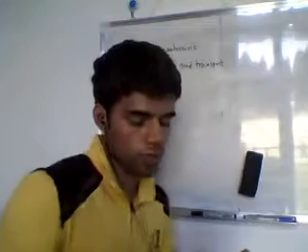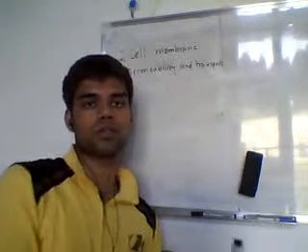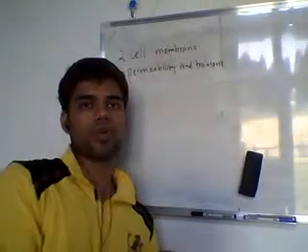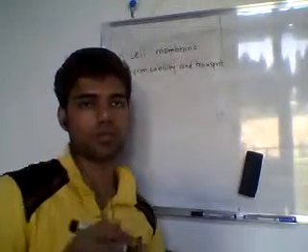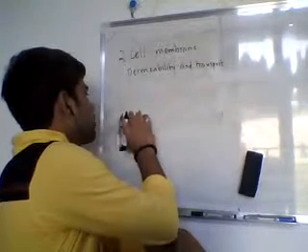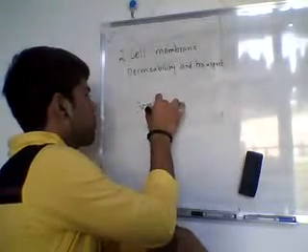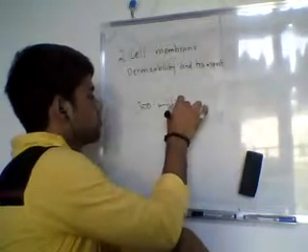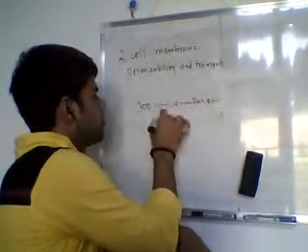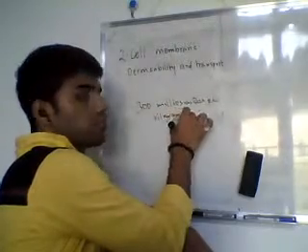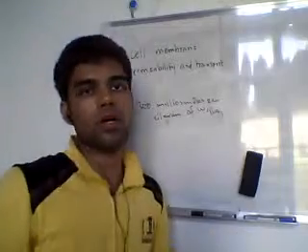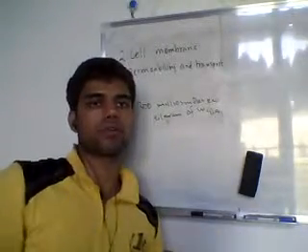You see the osmolarity. The osmolarity of the extracellular and intracellular fluid is about 300 milliosmoles per kilogram of water, right? This is the osmolarity of the extracellular and intracellular fluid.